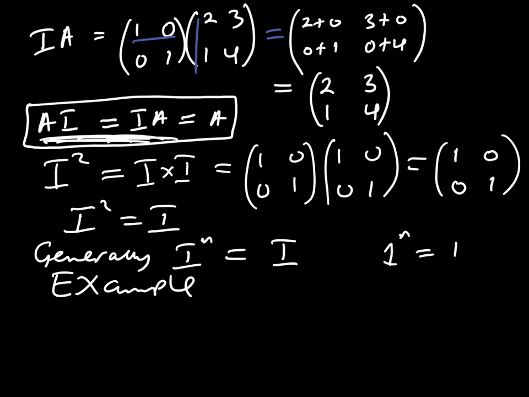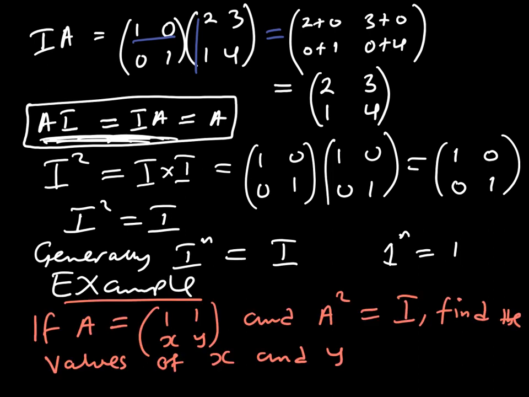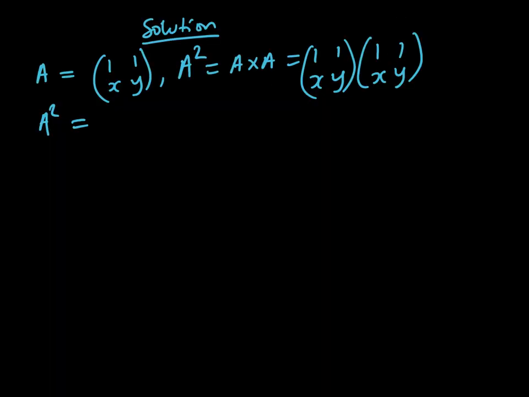So let's talk about this example. It says that if matrix A is 1 1 x y, this is matrix A, and A squared is an identity matrix, then they want us to find x and y. So what do we need to do? Let's first get A squared, that is A times A, then compare it with an identity matrix. It will be very easy for us to solve for x and y. So the struggle is basically getting A squared.